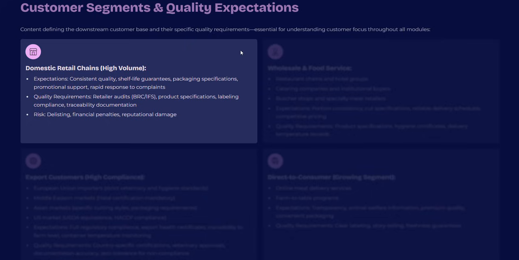Let's start with domestic retail chains, high volume. What are their expectations? Consistent quality, shelf life guarantees, packing specifications, promotional support, and rapid response to their complaints. Quality requirements: we have retailers' audits, for example, BRC or IFS, and also we have product specifications, labeling compliance, traceability, documentation. The risks we have here include delisting, financial penalties, and reputational damage.